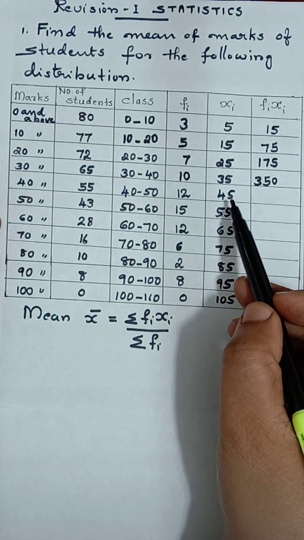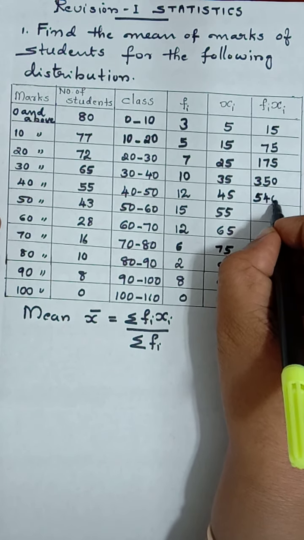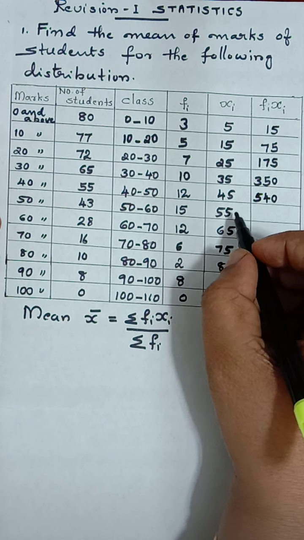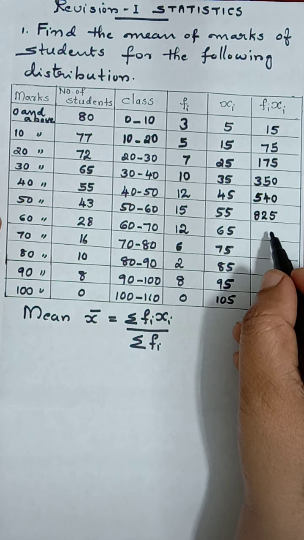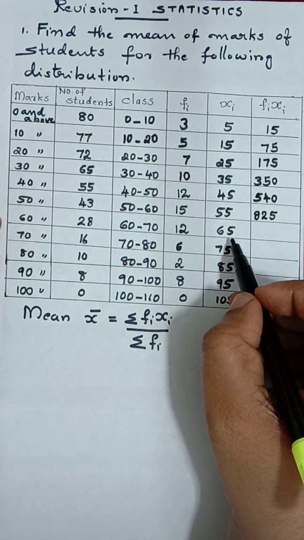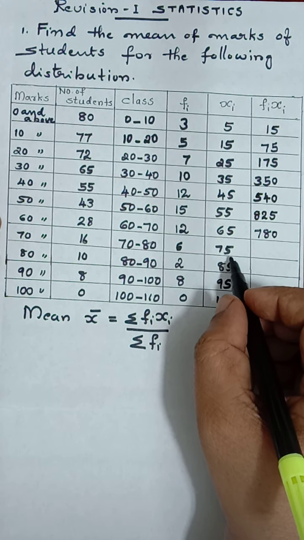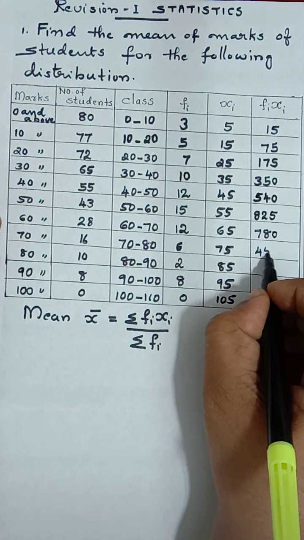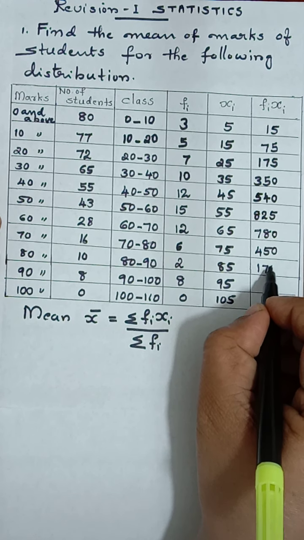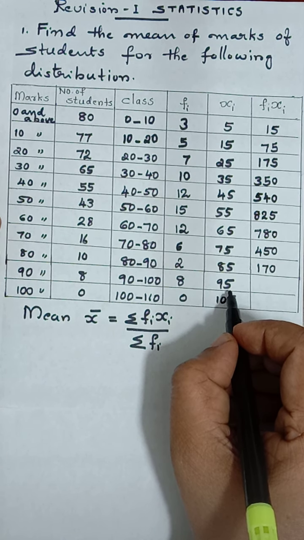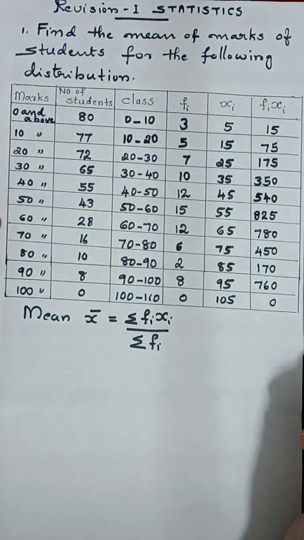Next comes 12 into 45. 12 into 45 is 540. Next 15 into 55, 825. Do the multiplication in the working column, get all the values. 12 into 65, 780. 6 into 75, 450. 2 into 85, it is 170. 8 into 95, it is 760. Here it is multiplication with 0, so it is 0.